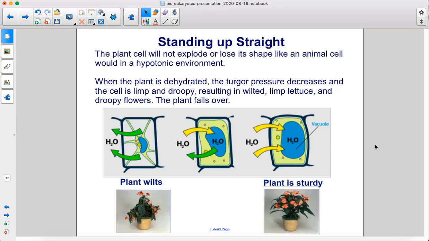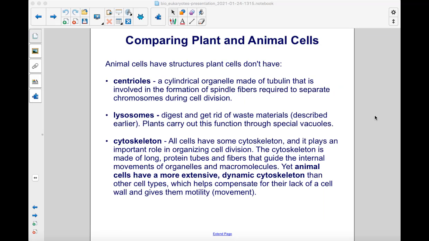The plant cell will not explode or lose its shape like an animal cell would in a hypotonic environment. When the plant is dehydrated, the turgor pressure decreases and the cell is limp and droopy, resulting in wilted, limp lettuce and droopy flowers. The plant falls over.